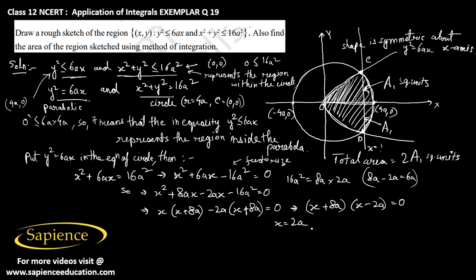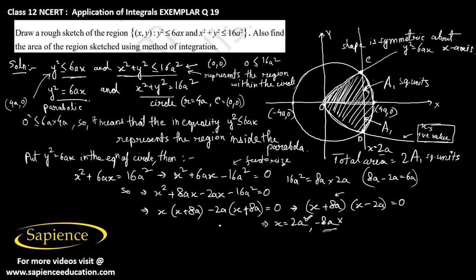Since x should have a positive value here, this one cannot be. So if we solve it, we will get x equal to 2a and x equal to minus 8a. But x equal to minus 8a we can't take. We have to take x equal to 2a only, since x should have a positive value only here.